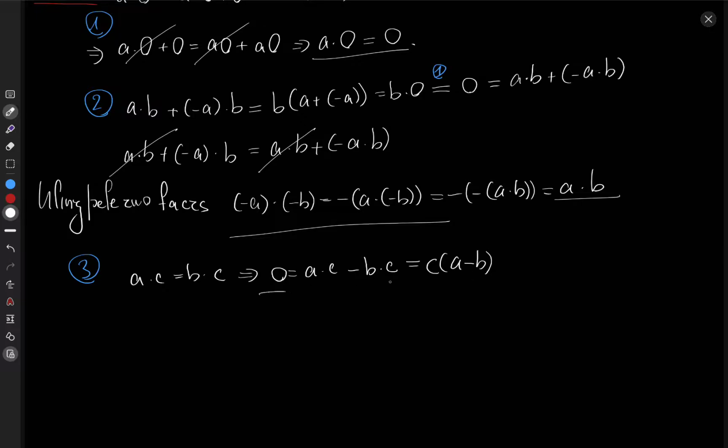We know by the definition of integral domain that at least one of these must be 0, because two non-zero elements cannot multiply each other into zeroness, right? That's in the axioms of an integral domain. So we know at least one is 0. But we also assume that C isn't, right? So this means that A minus B must be 0. But then we get that A is equal to B, which is precisely what we wanted, and this concludes the proof.